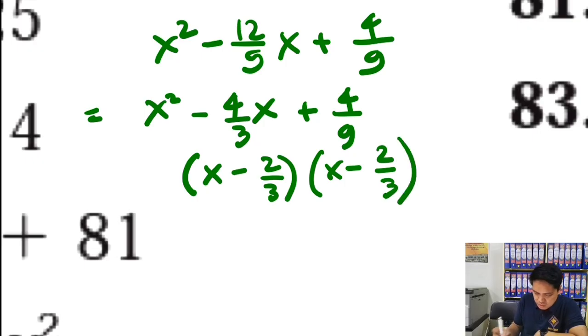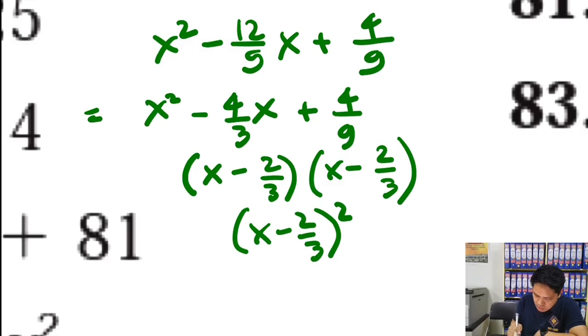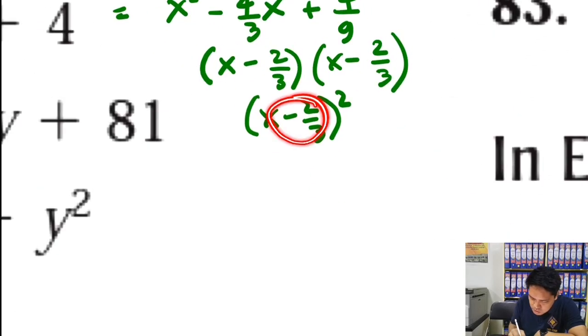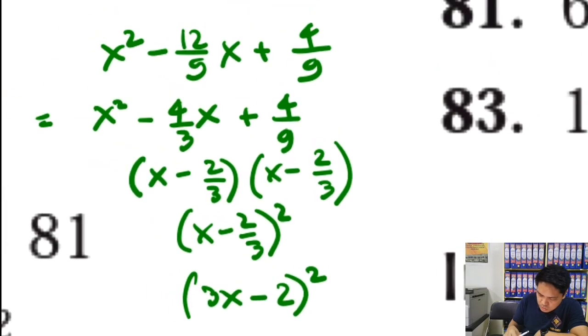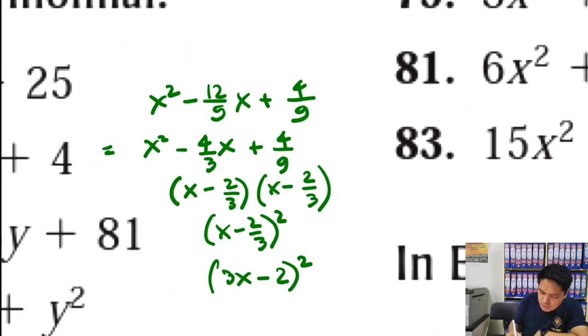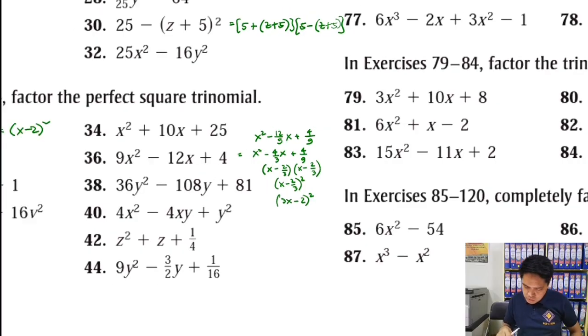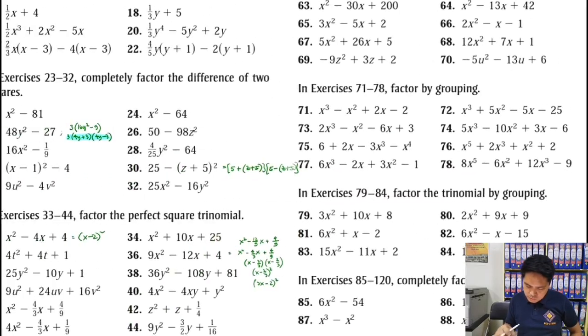So, pwedeng ganun. Or x minus 2 thirds squared. Or if you multiply all terms dito sa loob by 3, that would be 3x minus 2 squared. So, yun na yung sinabi ko kanina na combination. Yung first combination natin, diba? 3x times 3x or 9x times 1 times x, I mean. Ganon. So, ano pa pwede dito?